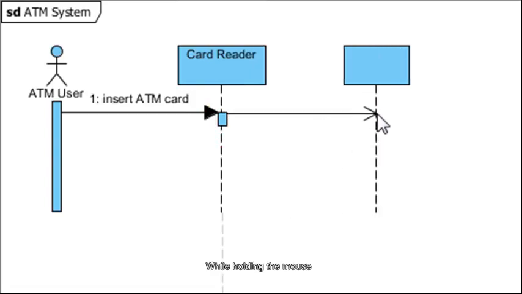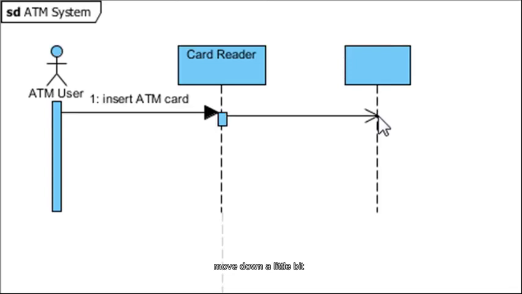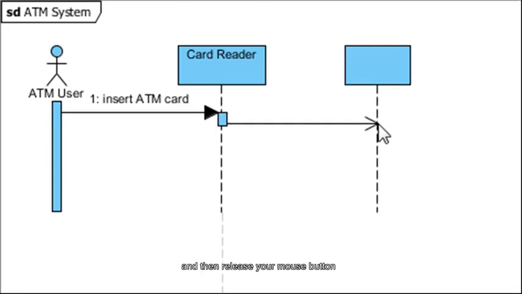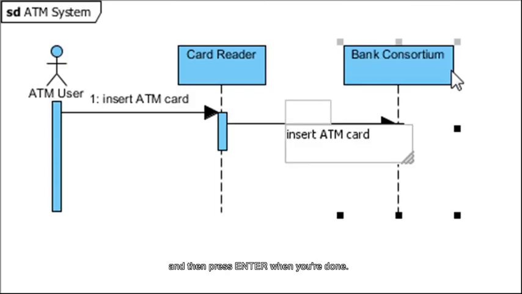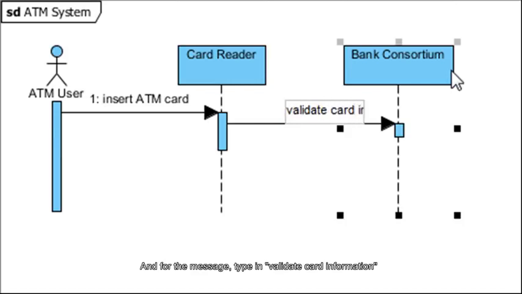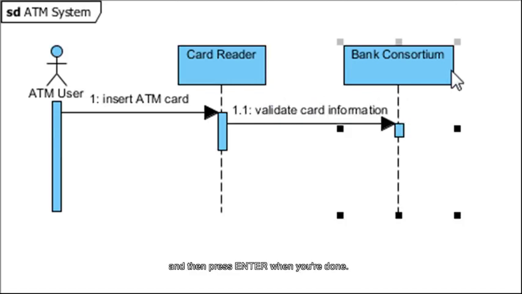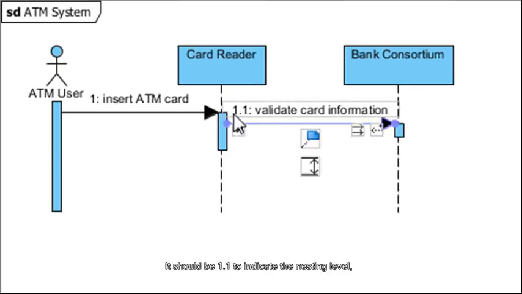While holding the mouse, move down a little bit and then release your mouse button and name it Bank Consortium and then press enter when you're done. And for the message, type in validate card information and then press enter when you're done. Now the moving down part in drawing is crucial because we want to indicate one level down in nesting. To see if we have done it correctly, you can look at the message number here. It should be 1.1 to indicate the nesting level instead of 2.